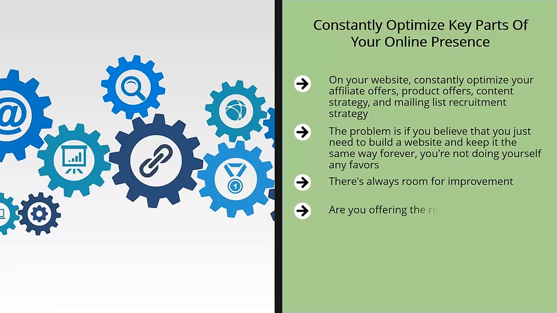Are you offering the right products? Are you scaling your mailing list correctly? Are you filtering people correctly? Are you offering the right content? Are you recruiting people to your mailing list in the most optimal way? There are just so many places you can improve. Don't fall for the trap of thinking that your website is some sort of take it or leave it proposition.